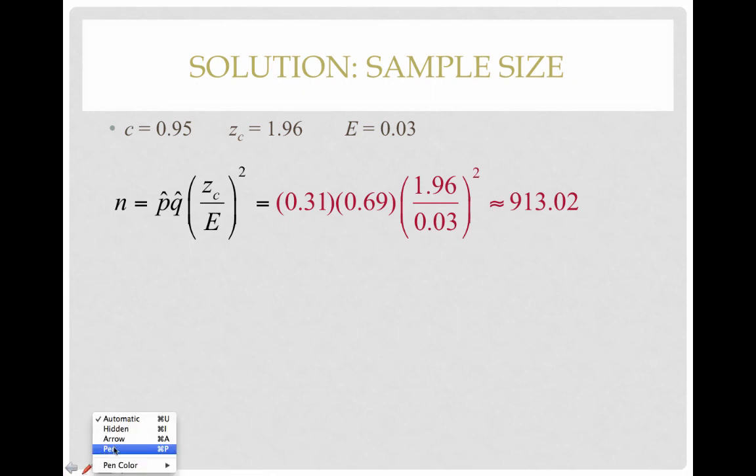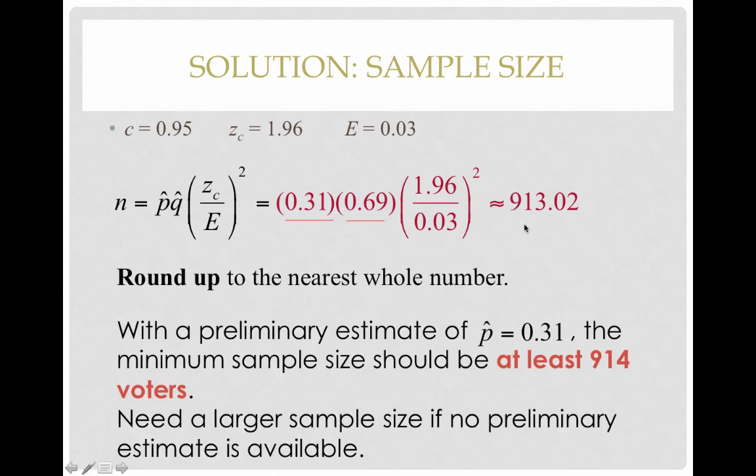Right, so I have 0.31 times 0.69, and then I again have the critical z divided by the margin of error all squared, and this time I get 913.02. Again, we have to round up to the nearest whole number. So if I have a preliminary estimate of p hat as 0.31, then the minimum sample size should be at least 914 voters. Right? Obviously, we need a larger sample size if no preliminary estimate is available.